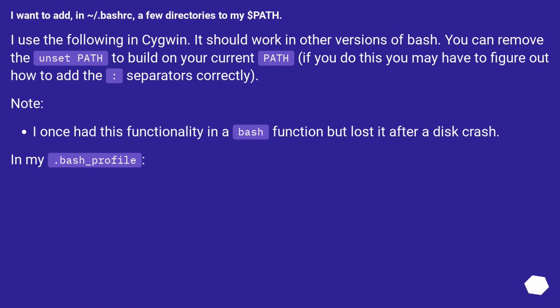I want to add in ~/.bashrc a few directories to my $PATH. I use the following in Cygwin. It should work in other versions of bash. You can remove the unset PATH to build on your current path. If you do this, you may have to figure out how to add the colon separators correctly. Note: I once had this functionality in a bash function, but lost it after a disk crash.